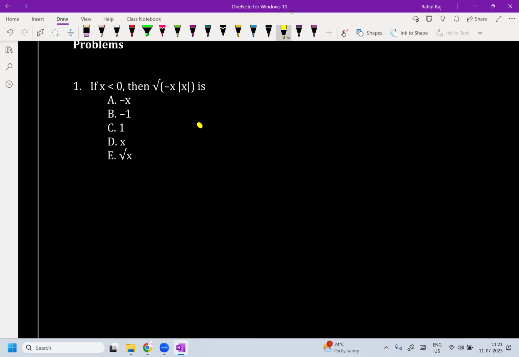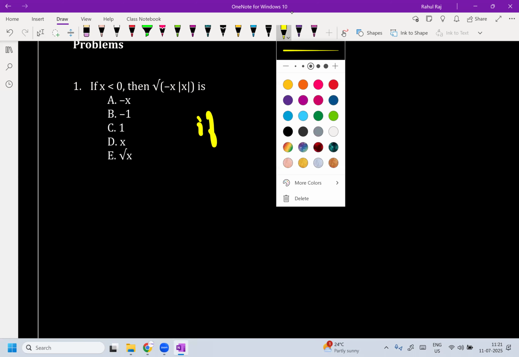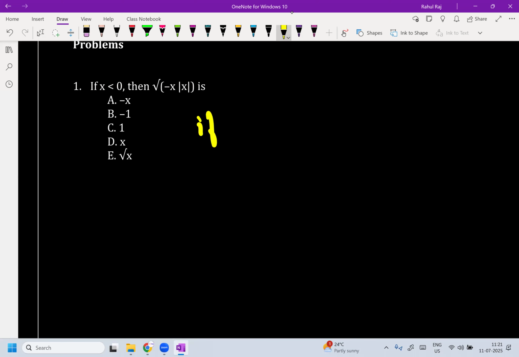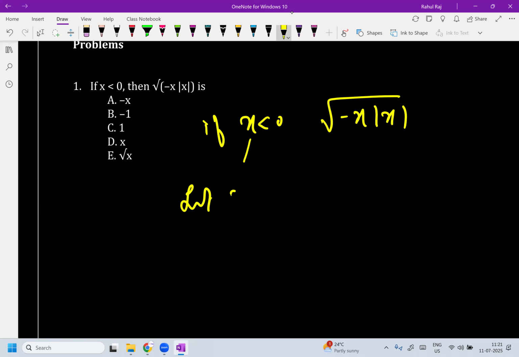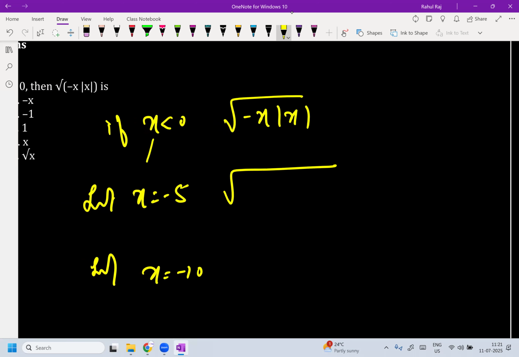They're asking you, if x is less than 0, what is the value of the square root of x squared, which is negative x mod x? Here you can take anything. Let's say x is equal to -5. Someone can take x equal to -10. You can take -1, doesn't matter at all. Now plug in negative of -5, and for -10, negative of -10.